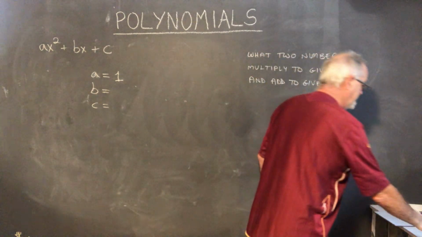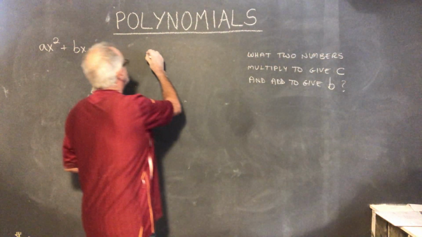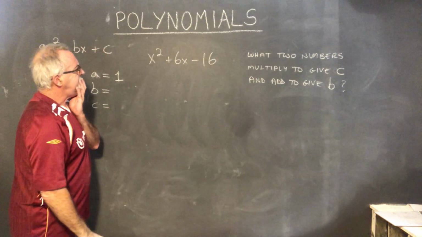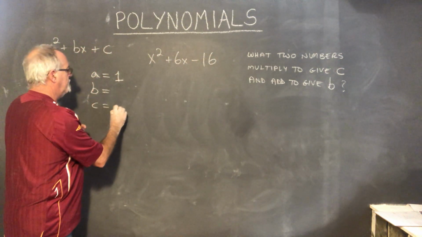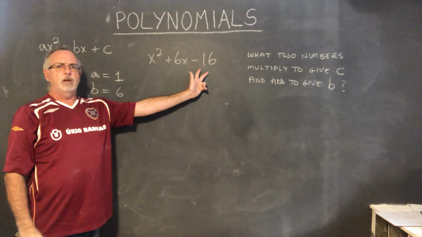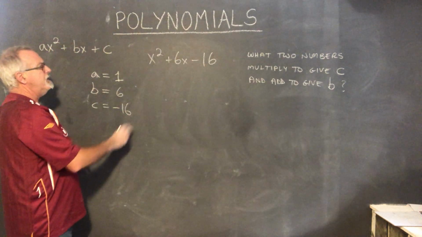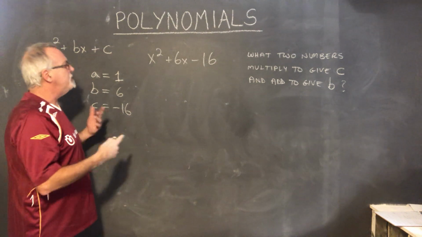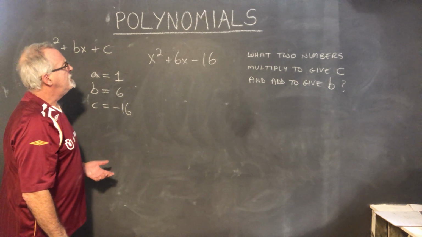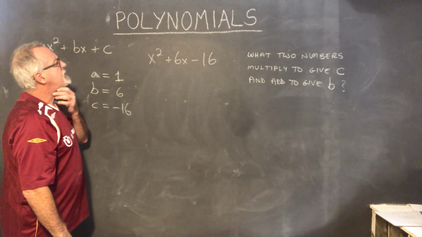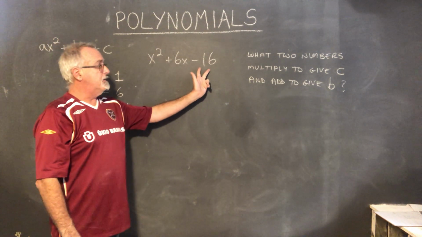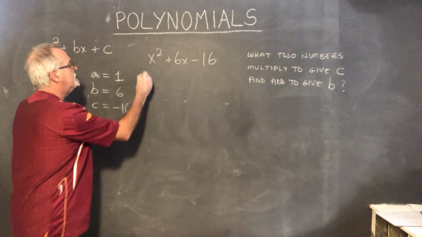You know that was going to happen. X squared plus 6x minus 16. What two numbers multiply to give minus 16 and add to give positive 6? Again, if they're multiplying to give a negative, one's positive, one's negative. And if they're adding to give a positive, the bigger one must be the positive. 16, 8 and 2. 8 and negative 2, yeah. 8 times negative 2 is negative 16. 8 plus negative 2 is 6.